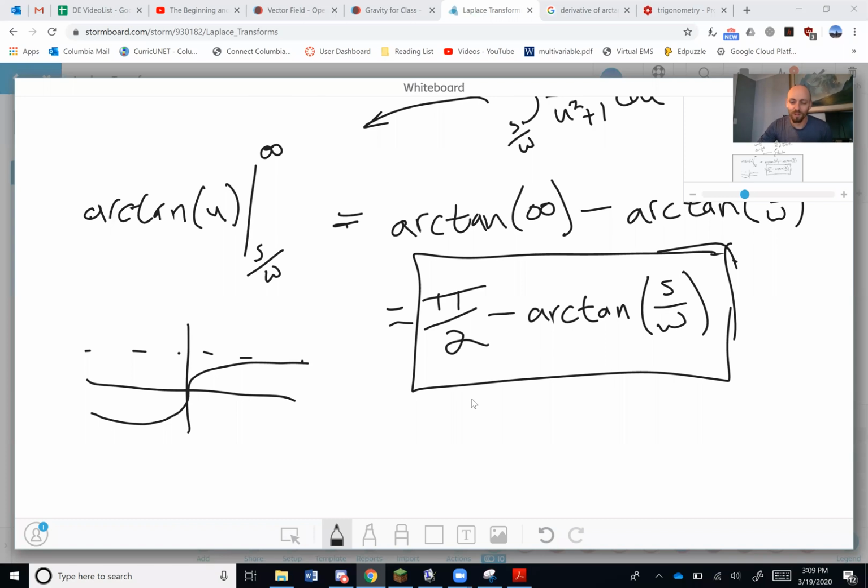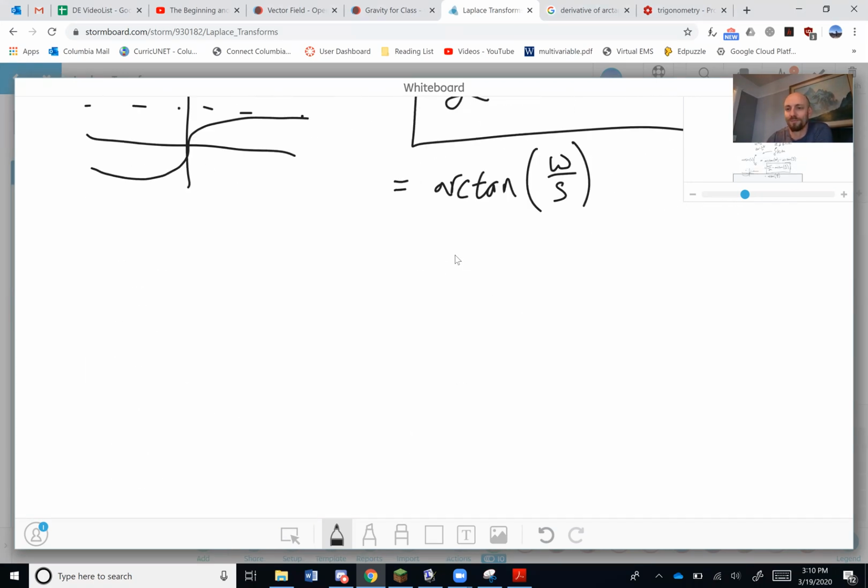Okay, so upon further investigation, I went and looked in the back of the book because, I'm bored, I'm at home, I got nothing else to do. And I know you guys are probably looking there too. And they have that this is arctangent of w over s, which seems super surprising until you spend a second with a triangle.